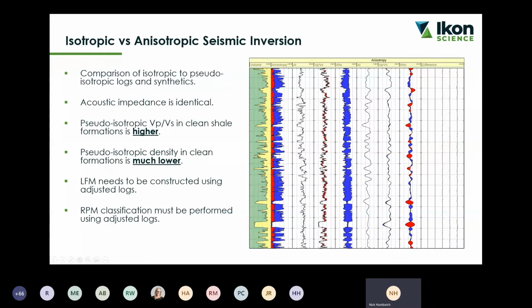So in order to account for the anisotropy in the seismic effect, what's happening here is that the elastic properties, the VPVS, is being bumped up in the shales, and for the density term, you can see it's actually dropping significantly. So the normal density is where I've got my cursor, and then the pseudo-isotropic in the shales is dropping right down, again to account for that.